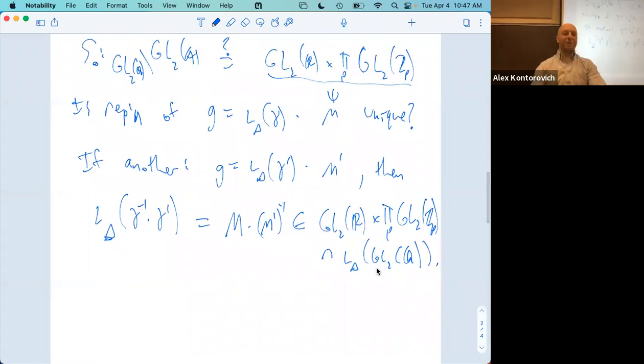And what's the intersection? What's the overlap? That's exactly the question of how much redundancy there is. Can you repeat that? Well, this matrix is in this group. This matrix is in this group, and the two are equal. So how can you have a rational matrix that embeds into GL2ZP for every P? Exactly. There's no denominators, exactly as before. That implies this matrix has no denominators.